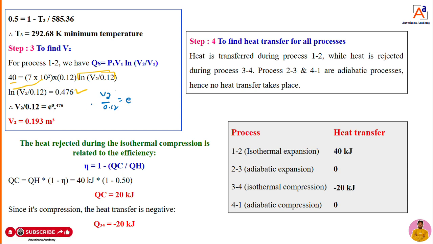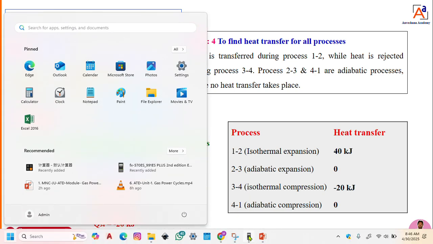When we take ln to the right side, this becomes e to the power of 0.476. Then what is the value of this? You can see here now. So V2 is equal to 0.12 multiplied with e to the power of 0.476. This is the same thing you need to substitute here.